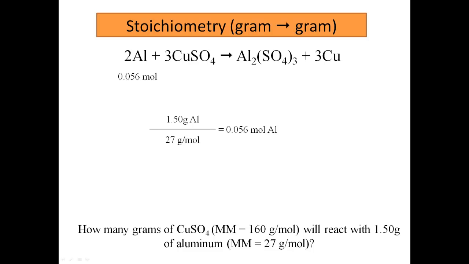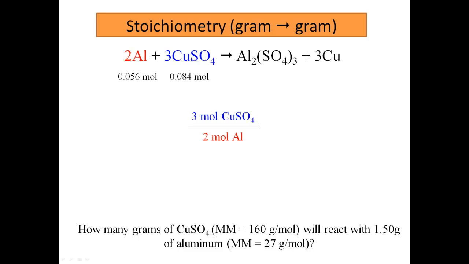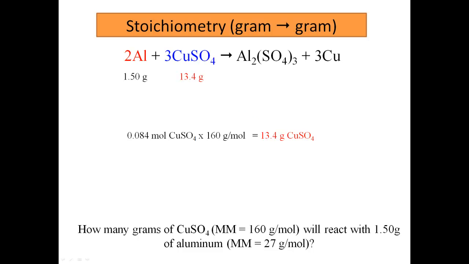Then we're going to use our stoichiometric ratio. Notice there's 3 moles of copper sulfate for every 2 moles of aluminum. So 0.056 times 3 divided by 2 gives us 0.084 moles of copper sulfate. If I need to get that into grams, I take those moles and multiply by the molar mass of copper sulfate, giving us 13.4 grams of copper sulfate.